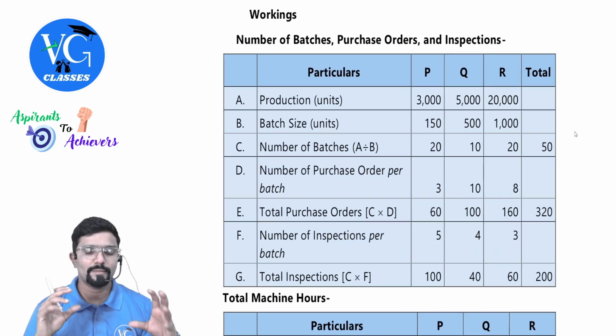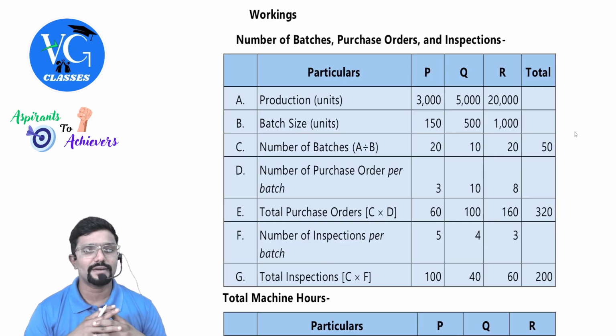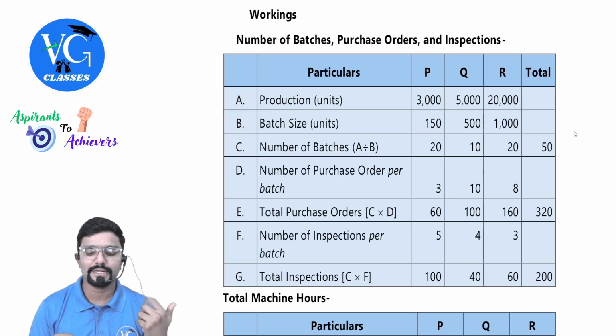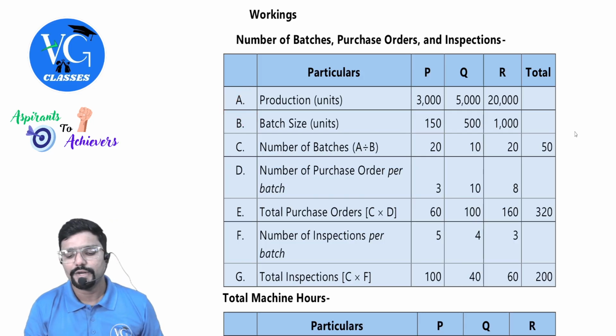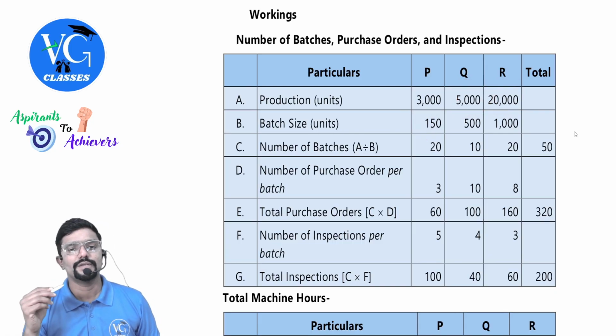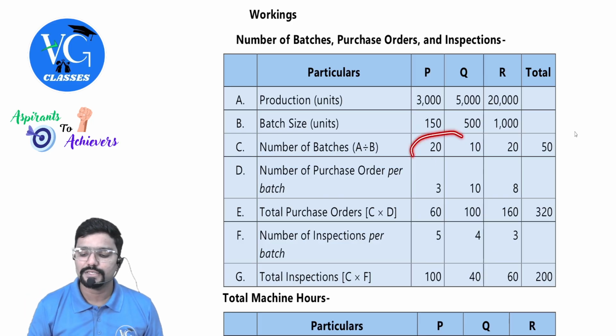Working size. Number of batches, product purchase orders and inspection. Production batch size is given. Can we calculate the number of batches? Yes, I told you. Divide the total number of units by the batch size. You will get the number of batches.